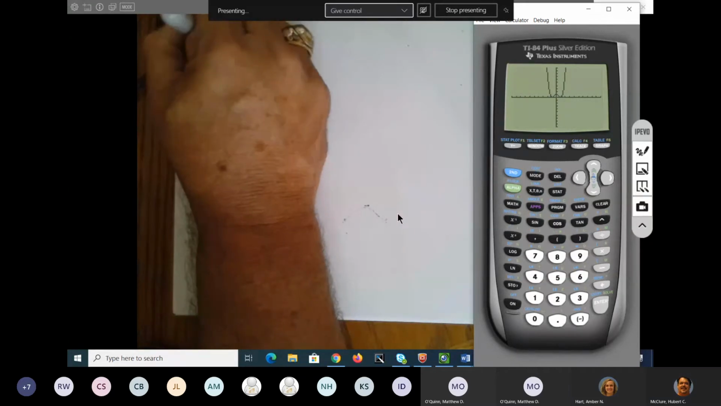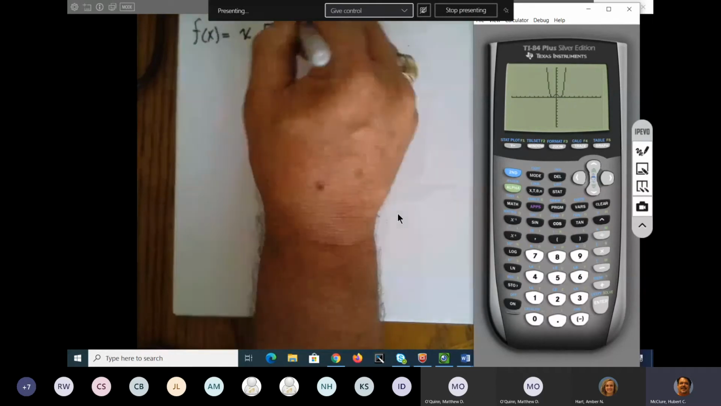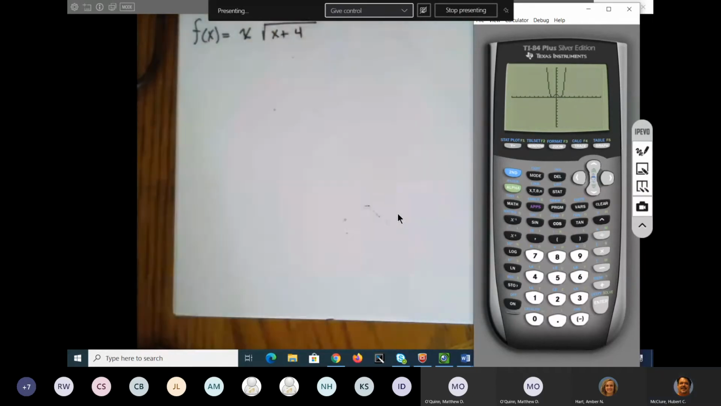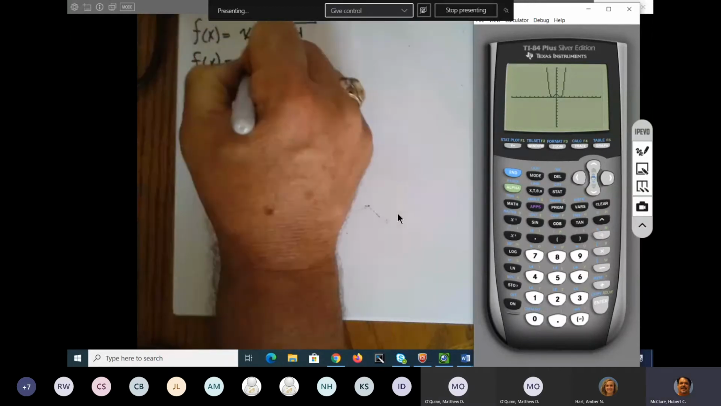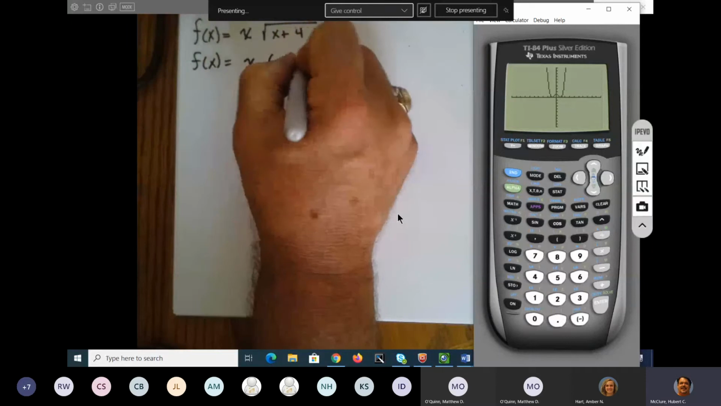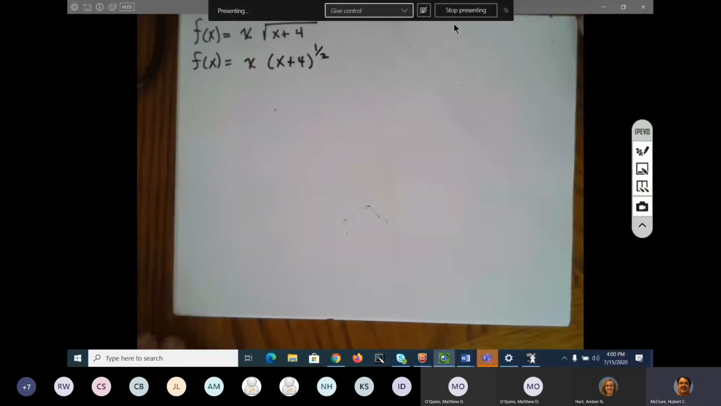All right, you ready? f of x is equal to x times the square root of x plus 4. What do we have to use now? The product rule. Got to rewrite it first. f of x is equal to x times (x plus 4) to the 1/2 power. All right, get to work. First and second derivatives.